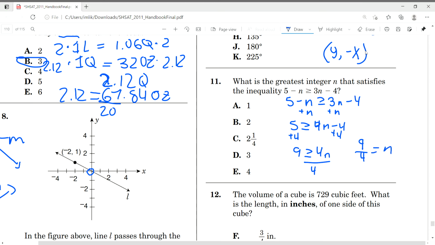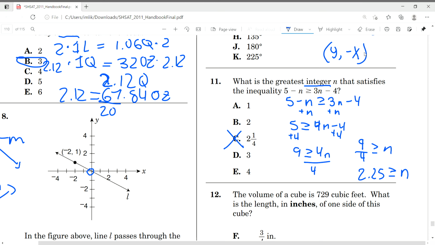Let me quickly do what 9 over 4 is. 9 divided by 4 is equal to 2.25. So 2.25 is greater than or equal to n. So what this means is n has to be less than 2.25, or it has to be equal to 2.25. A lot of people would choose 2 and 1/4, but that is incorrect, because n is an integer. An integer is a whole number. It can be a negative whole number, it could be a positive whole number, but it has to be whole. So it cannot be a decimal. So you can cross that out.